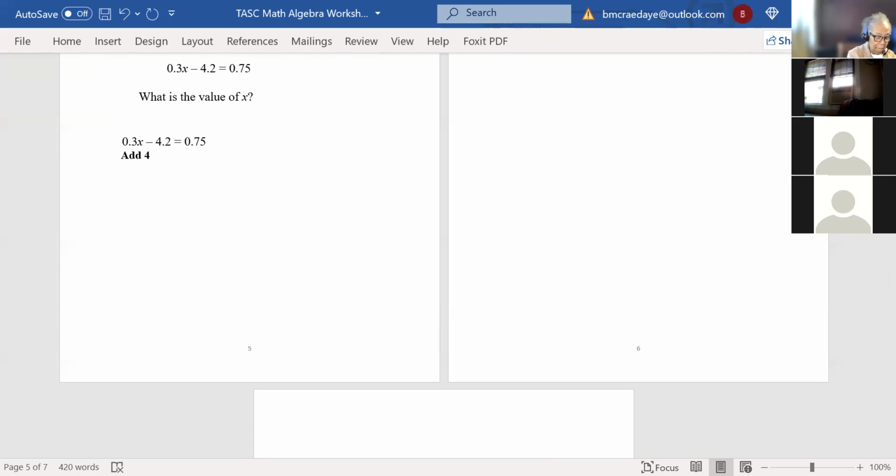Okay, so you really added 4.2 to both sides, right? Because that's a subtraction. So the opposite of subtraction is adding. So when you added 4.2, let's just copy that. Add 4.2 to both sides, and to the left 4.2, and to the right 4.2.